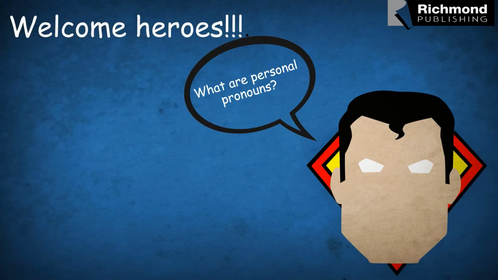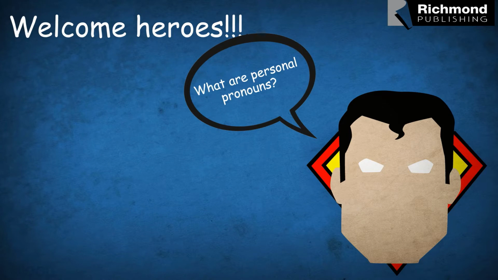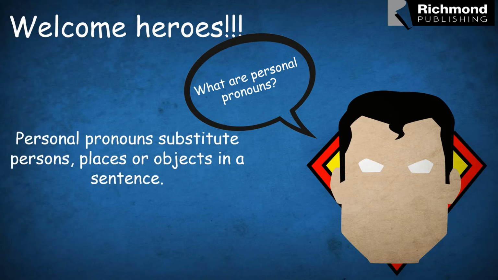Welcome, heroes. What are personal pronouns? Personal pronouns substitute persons, places, or objects in a sentence. They are I, you, he, she, it, we, you, and they. They are divided into singular personal pronouns and plural personal pronouns. Let's see some examples.